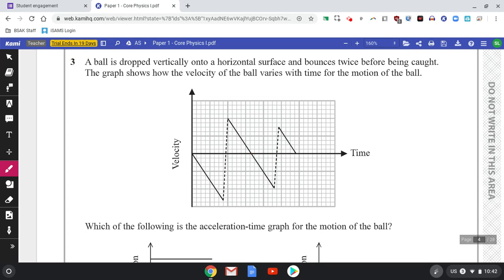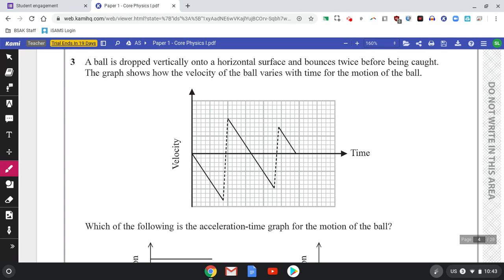What's happening here? The velocity is positive and then it suddenly becomes negative. This is when the ball reaches maximum height. Other things to be aware of with this: the gradient of these sections is always constant because the ball is always accelerating at 9.81 meters per second squared. So acceleration is constant when the ball is in free fall, either moving up or moving down. The acceleration is always 9.81 meters per second squared downwards.